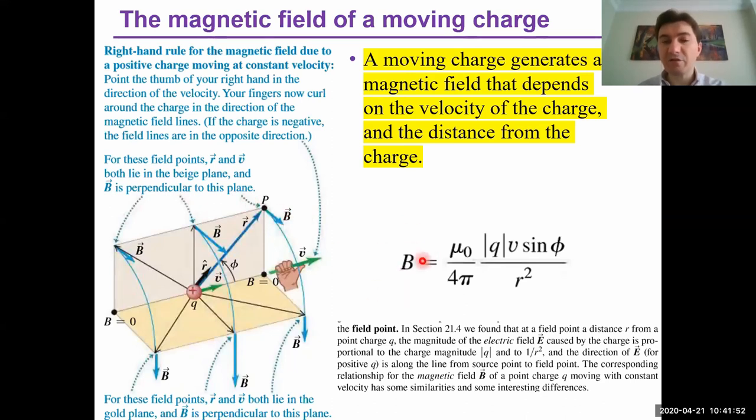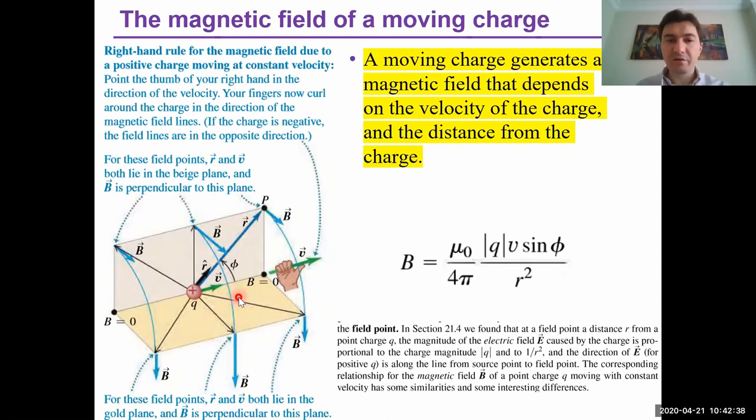This is the magnitude of the magnetic field, and this is the direction of the magnetic field. So I have to determine the direction of the magnetic field produced by that charge. You have to use the right-hand rule, okay? Here we have a charge, and this is the moving direction. Your thumb will show the direction of the velocity and your fingers will show you the direction of the magnetic field. If you consider that there is a circle around that charge, here or here, the direction of the magnetic field will be tangent to that circle at any point.